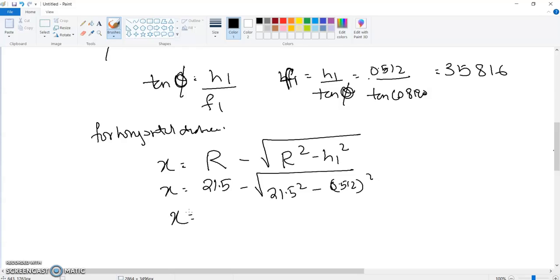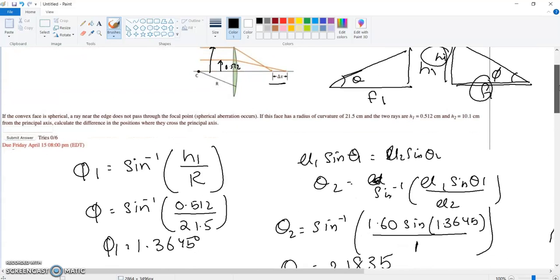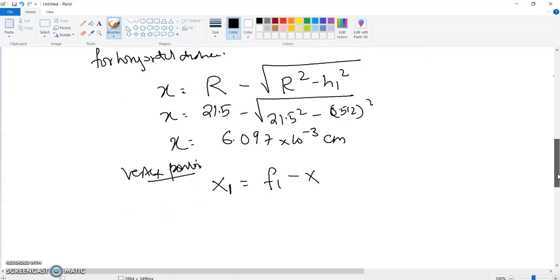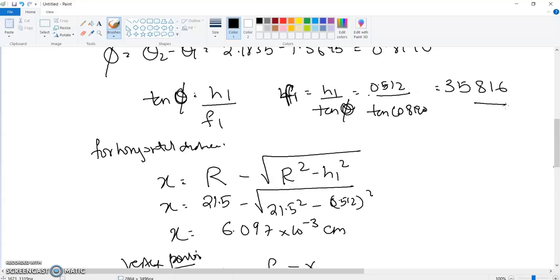21.5 minus the answer. All right, so I'm getting a very small answer of 6.097 times 10 to the power minus 3 centimeters, since I've done everything in centimeters. That is my distance x so far, the first distance. So in order to find it from the vertex position, x1 at which it's striking the focal length, that would be your focal length minus the x we have calculated. My focal length, which I just calculated over here, was 35.816, I think.